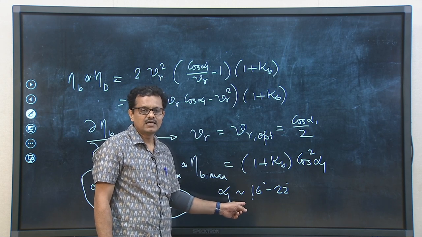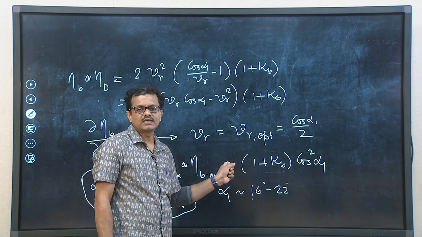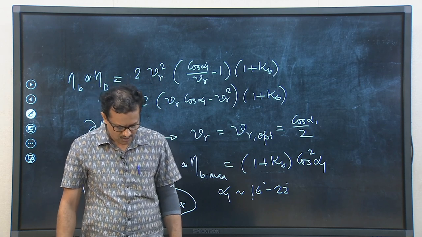And finally, we had seen the recommended value of alpha for which efficiency will be maximum without inviting extra loss of energy at the inlet of the blades.